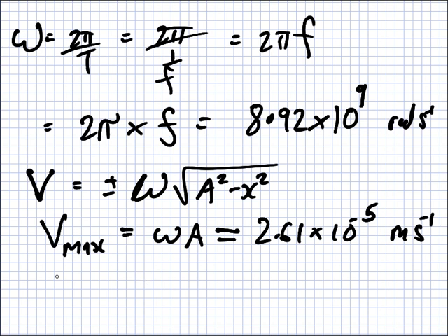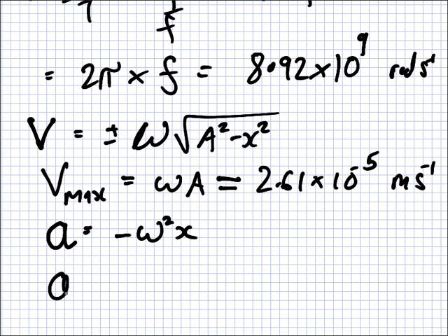Yeah, actually, okay. And then the last part is, what's the maximum acceleration? The formula I'll use for acceleration is minus omega squared x. And Dorian, maybe you might know this one. When would the acceleration be maximum? So the x is what here? Yeah, the amplitude. That's when it'll be maximum. So when you're ready, you can give me this.